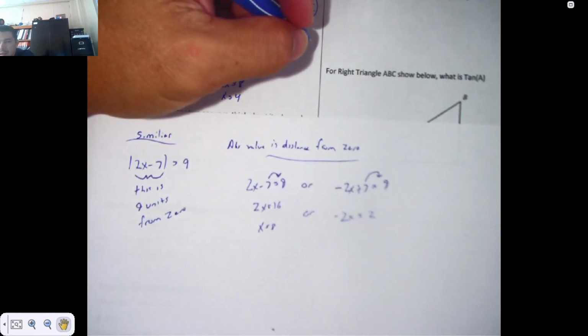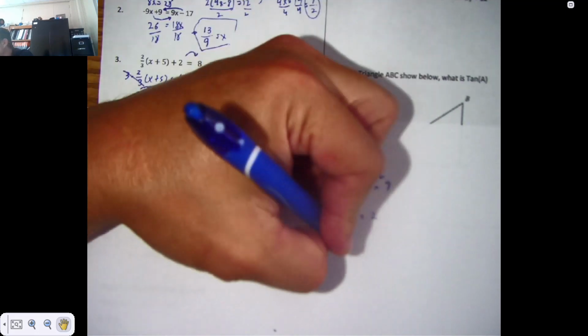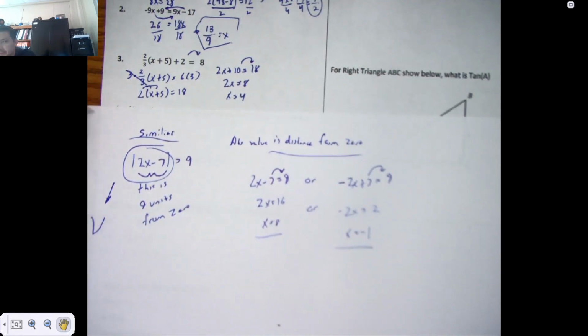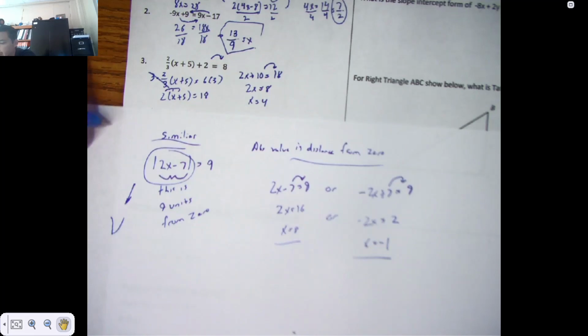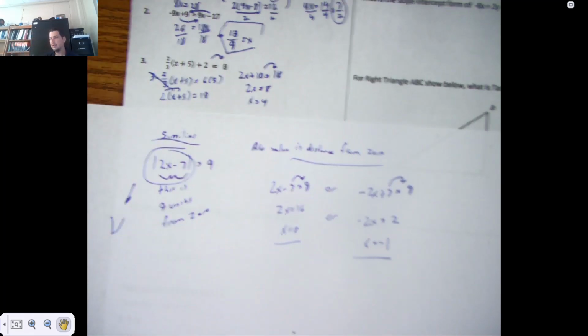We're going to add 7 to both sides. 2x is 16, which means that x is 8. Or I'm going to subtract 7 in this case. Negative 2x is 2. And I'm going to divide by negative 2, and I get negative 1. Now, this is absolute value. Remember, it's a V. Okay? I'm going to switch over to Desmos so you can visually see that it has two answers, and you can visually see that the algebra is correct.